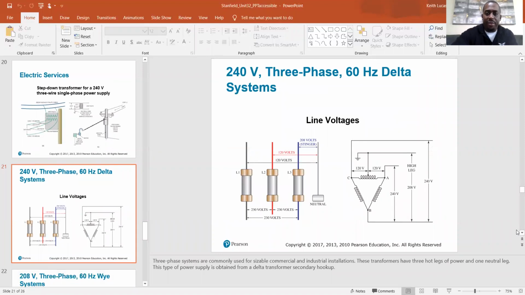All right, three-phase 60 hertz delta system. The three-phase systems are commonly used for sizable commercial and industrial applications or installations. These transformers have 3 hot legs of power and 1 neutral leg. This type of power supply is obtained from a delta transformer secondary hookup.